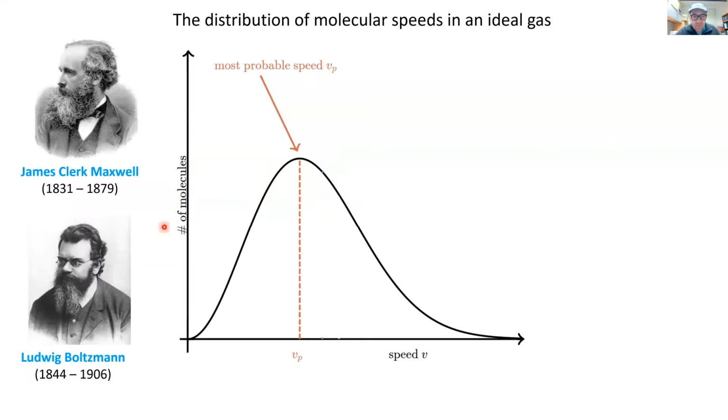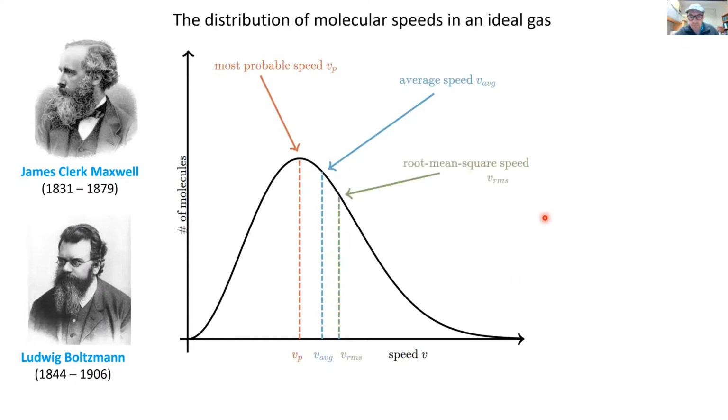The distribution also has other features. The average speed is over here. It's not where the peak is, because the right side of this distribution is a little heavier than the left side, if you will. So the average is over there. And there's another characteristic called the root mean square speed, and that's a value over here.